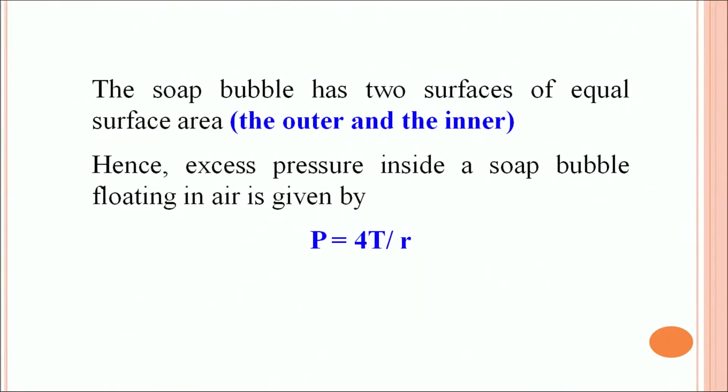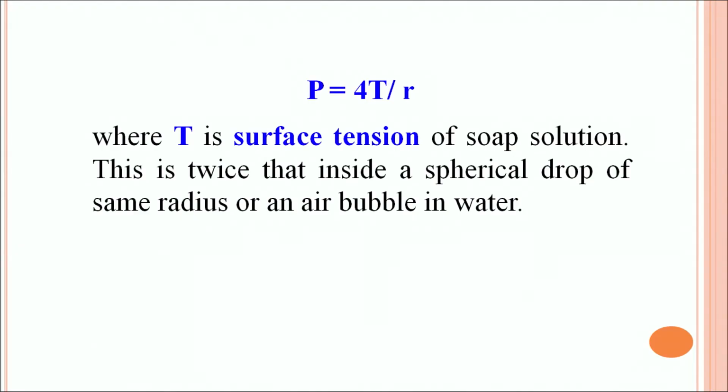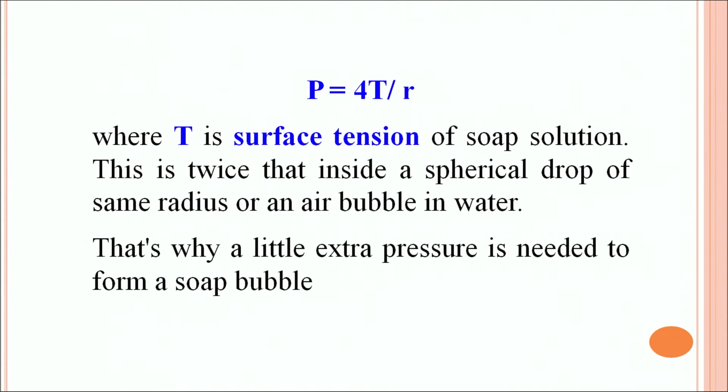Now, the same case arises in the soap bubble. The difference between the excess pressure inside a soap bubble and that of the liquid drop is a factor of twice. Therefore, if we get an excess pressure for the liquid drop of 2T upon R, here we will get 4 times the tension upon the radius of the soap bubble. So, conclusively we can say that the soap bubble has twice the excess pressure of a spherical drop having the same radius, or an air bubble in water. So, yes, an extra little pressure is there on the soap bubble.